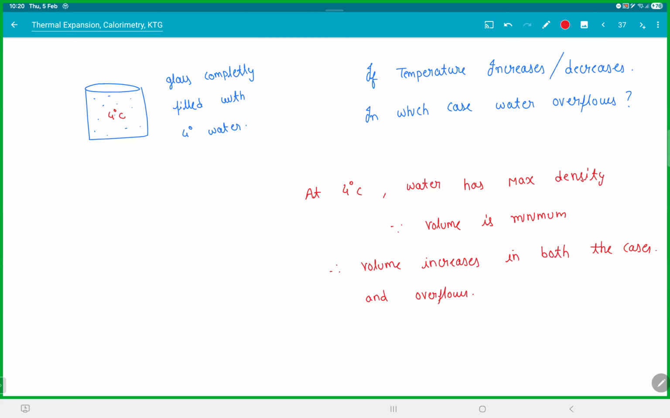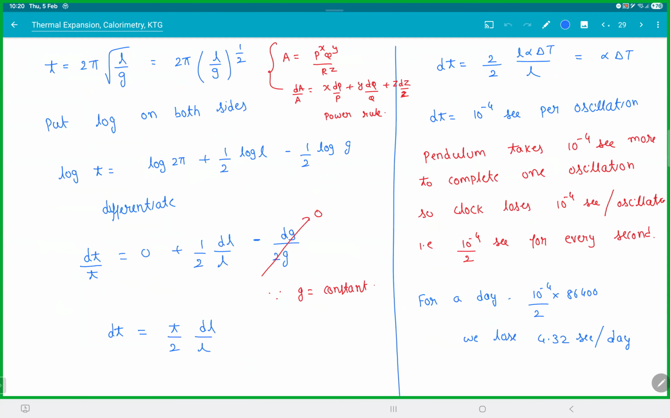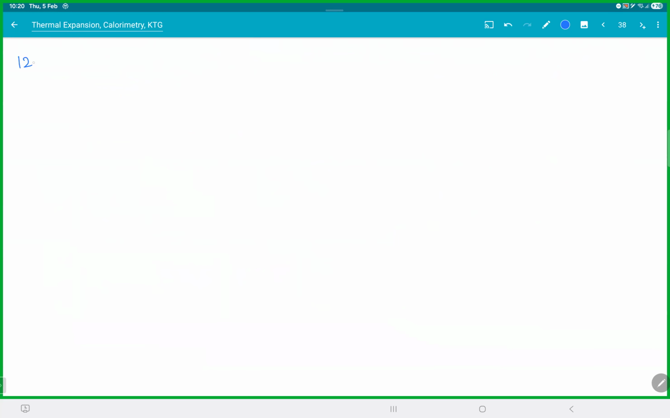Easy, simple theoretical question. Let's see one good question on this. So, sir, does any other material show this property? There might be something. I don't know. Could be. You need to Google it out.